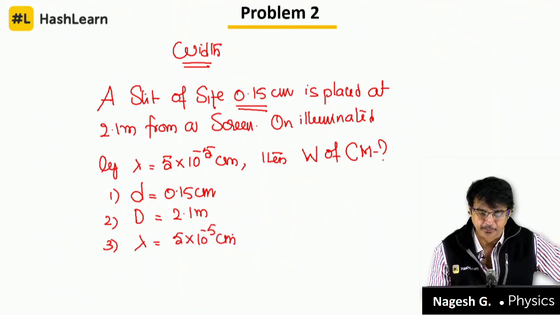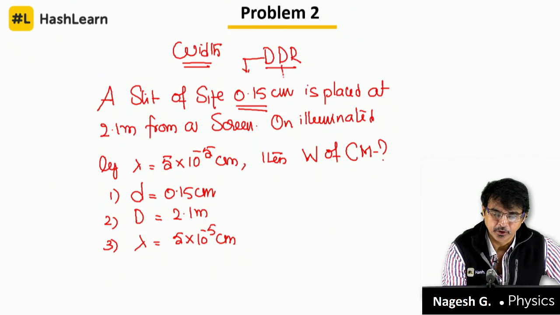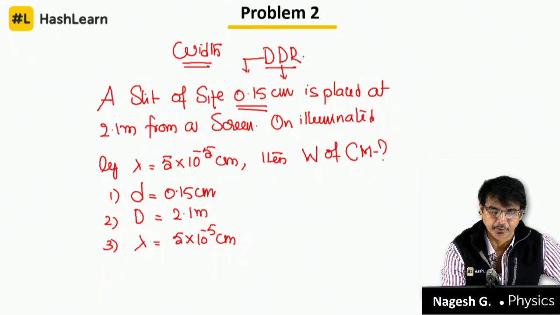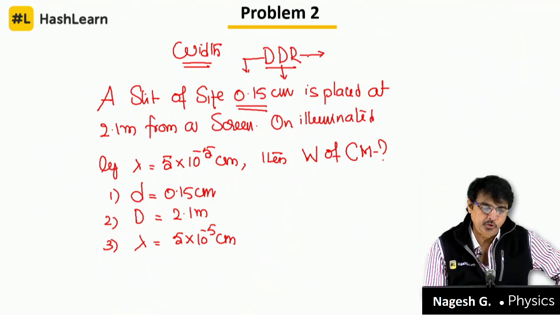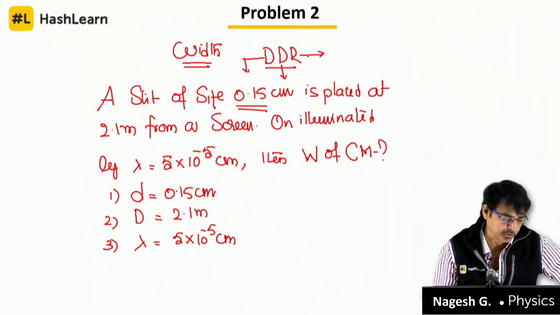For any problem, you have a technique called DDR. First D for data. Second D, demand. Demand means what they have asked in the problem. R for relation, relation meaning formula. So if you implement this DDR technique, it will be very easy to find the answer.